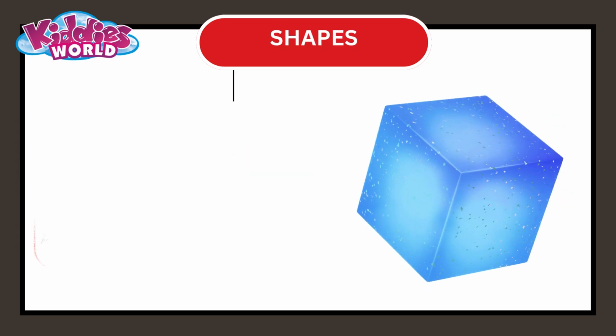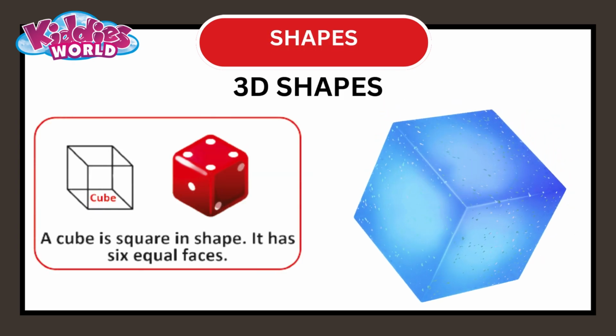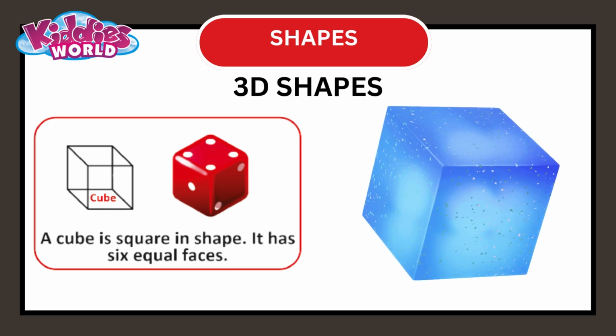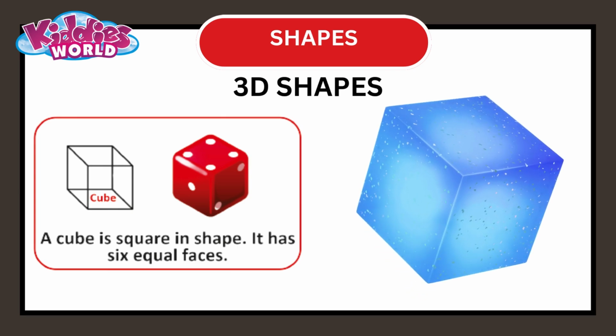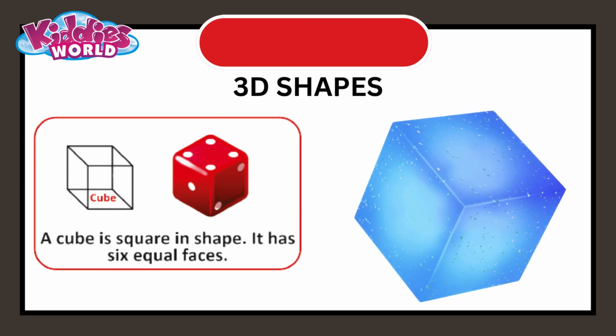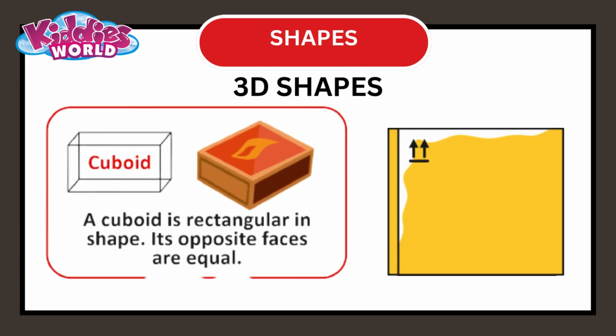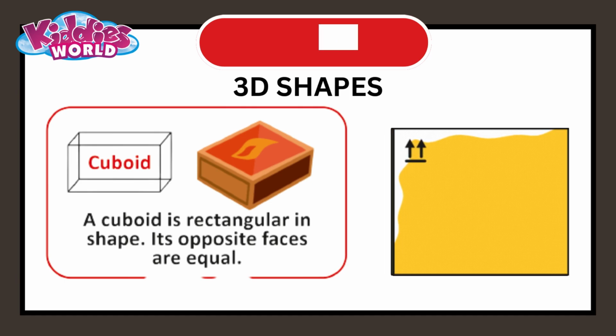Now let's move to 3D shapes. A cube is a square in 3D. It has 6 equal faces. A dice is a great example of a cube. Here's the cuboid. It's rectangular in shape with opposite faces equal. A box is an example of a cuboid.